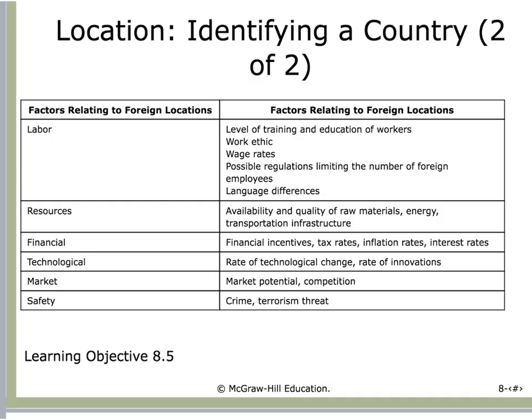Labor: is the staff trained, or will you be able to find well-trained staff, and are they educated? What's their work ethic? Do they like to steal? Do they like to strike for any reason? Wage rates: how much cheaper or more affordable is it for you to operate there than elsewhere? Resources such as availability of raw materials, energy, transportation, and infrastructure.